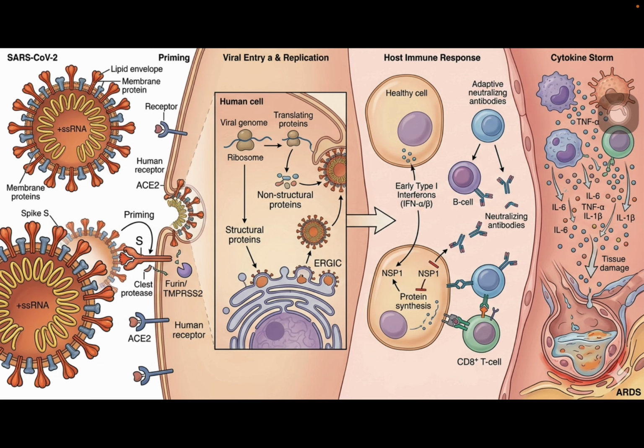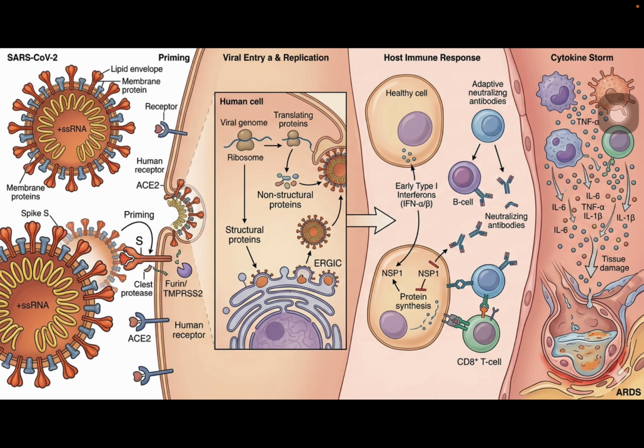Once inside the building, the thief ignores the valuables and goes straight to the 3D printers, that's our ribosomes. He loads his own blueprints and starts mass manufacturing thousands of copies of his master keys and tools, turning our own factory against us. Now refer to the fourth panel, the healthy versus NSP1 context.